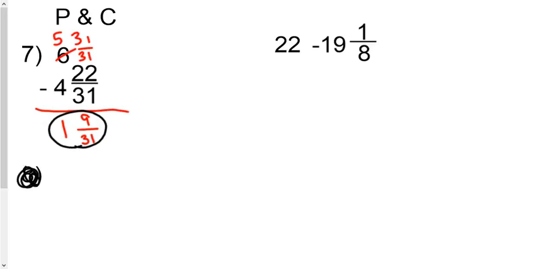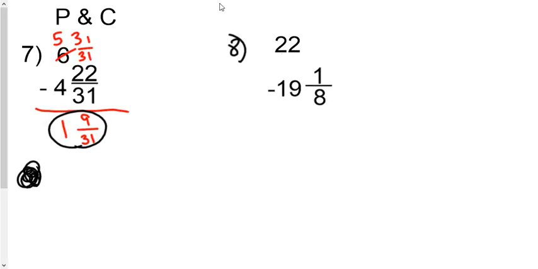Now that one's anchored into the 7, so we'll just rewrite the problem just like this. And here we go. Let's make it vertical. And again, we've got an issue of no fraction on top. So we'll borrow from 22 to make that 21. This is an 8, so we'll make it 8 over 8.